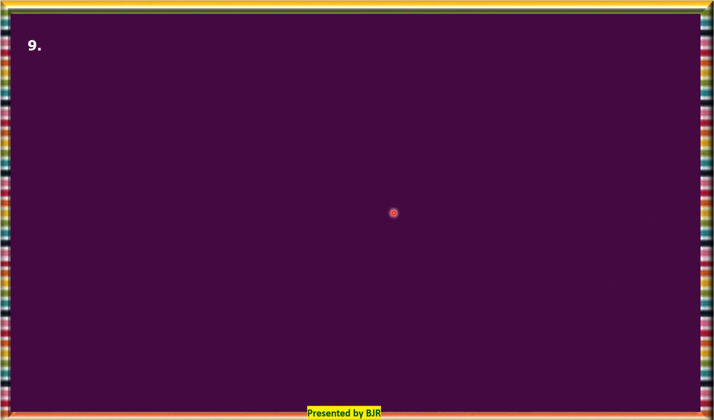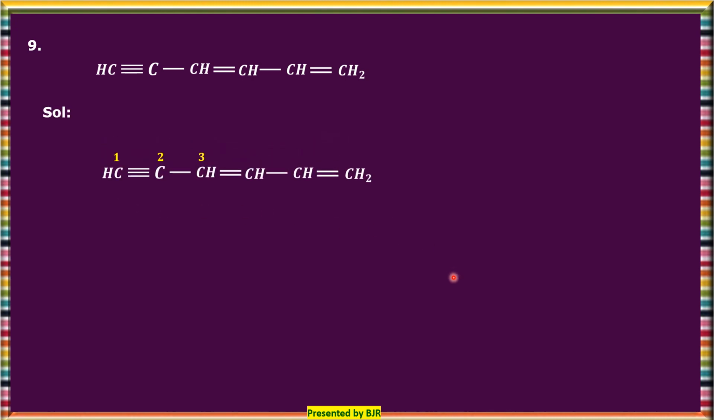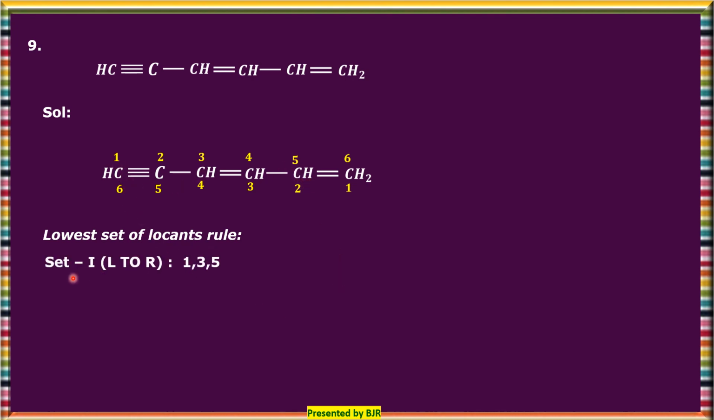Next, problem number 9. Solution. Number the carbon chain 1, 2, 3, 4, 5, 6 from right to left. Okay, there are 2 double bonds and 1 triple bond in this molecule. So use the lowest set of locants rule to decide which way of the numbering is correct. Set 1 locants, left to right, are 1, 3, 5. And set 2, right to left, locants are 1, 3, 5.